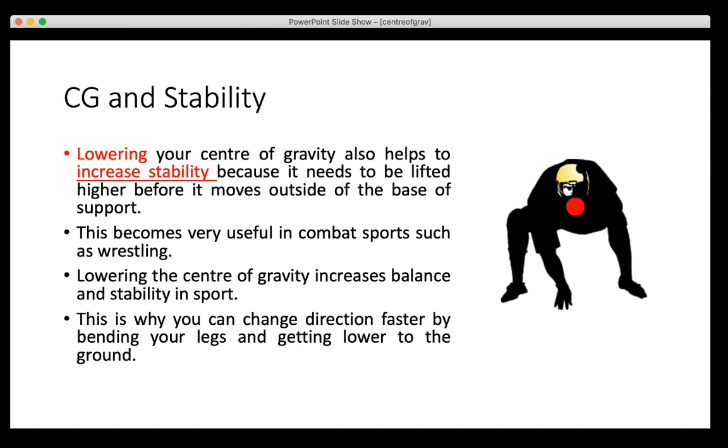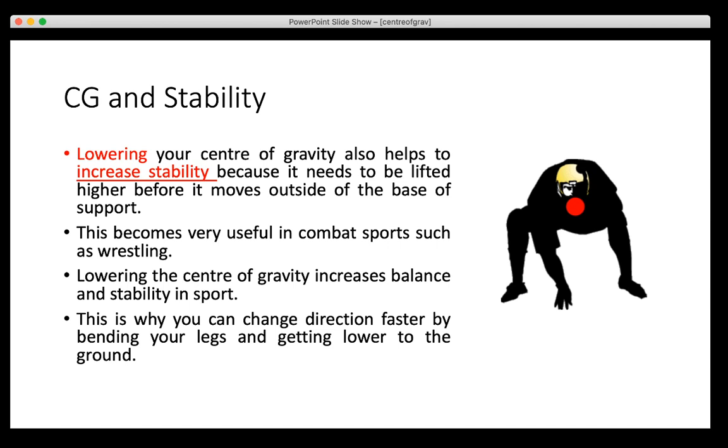When they get lowered, they become more stable. This is the reason, because their CG becomes closer to their base of support, and that offers them more stability. So this becomes very useful in combat sports like wrestling and in many games. Wherever you require stability, if you bend your legs and lower your body, you will get more stability. So lowering the center of gravity increases balance and stability in sport. This is why you can change direction faster by bending your legs.